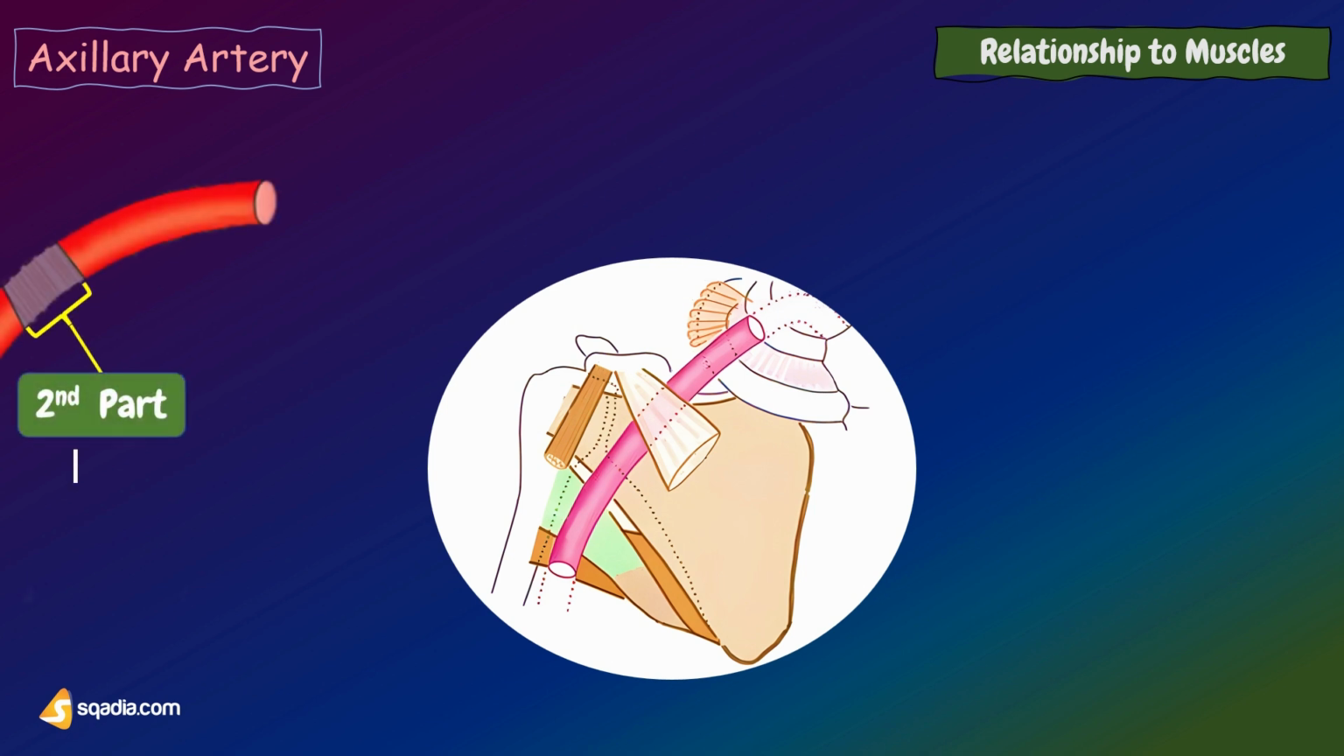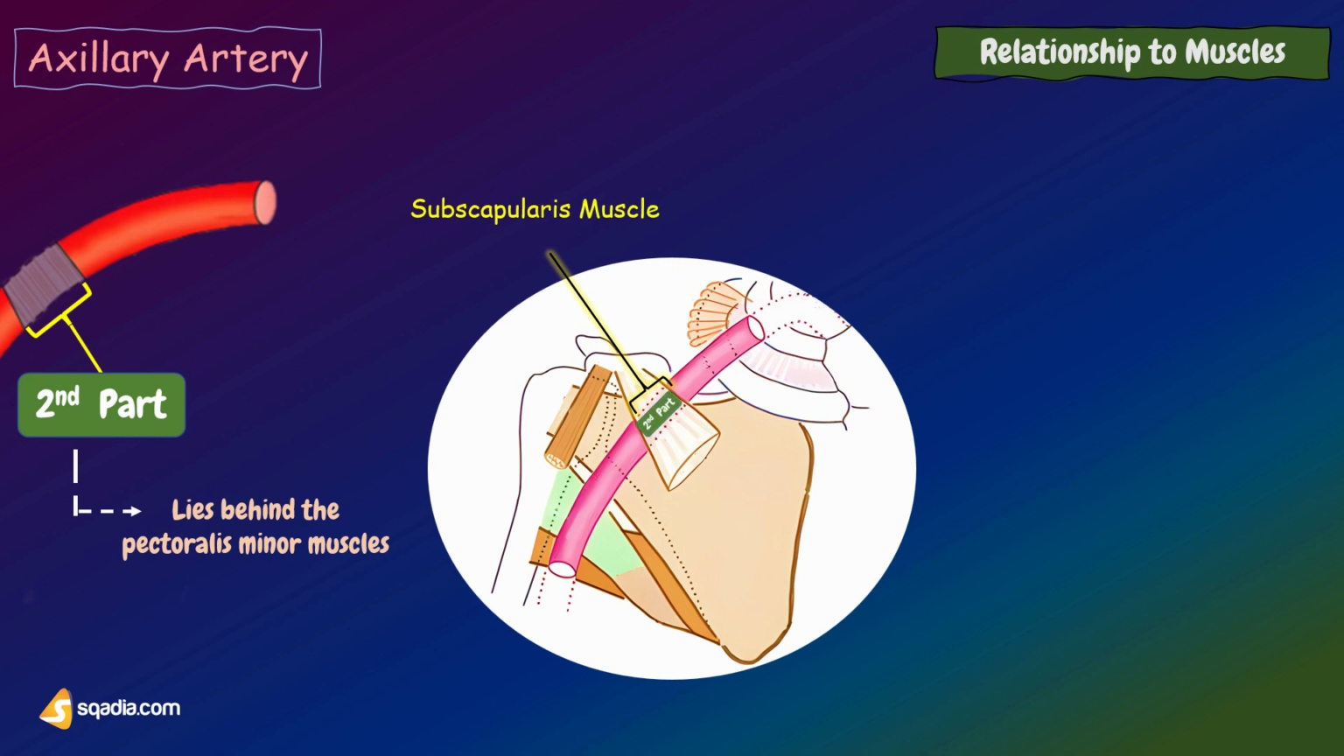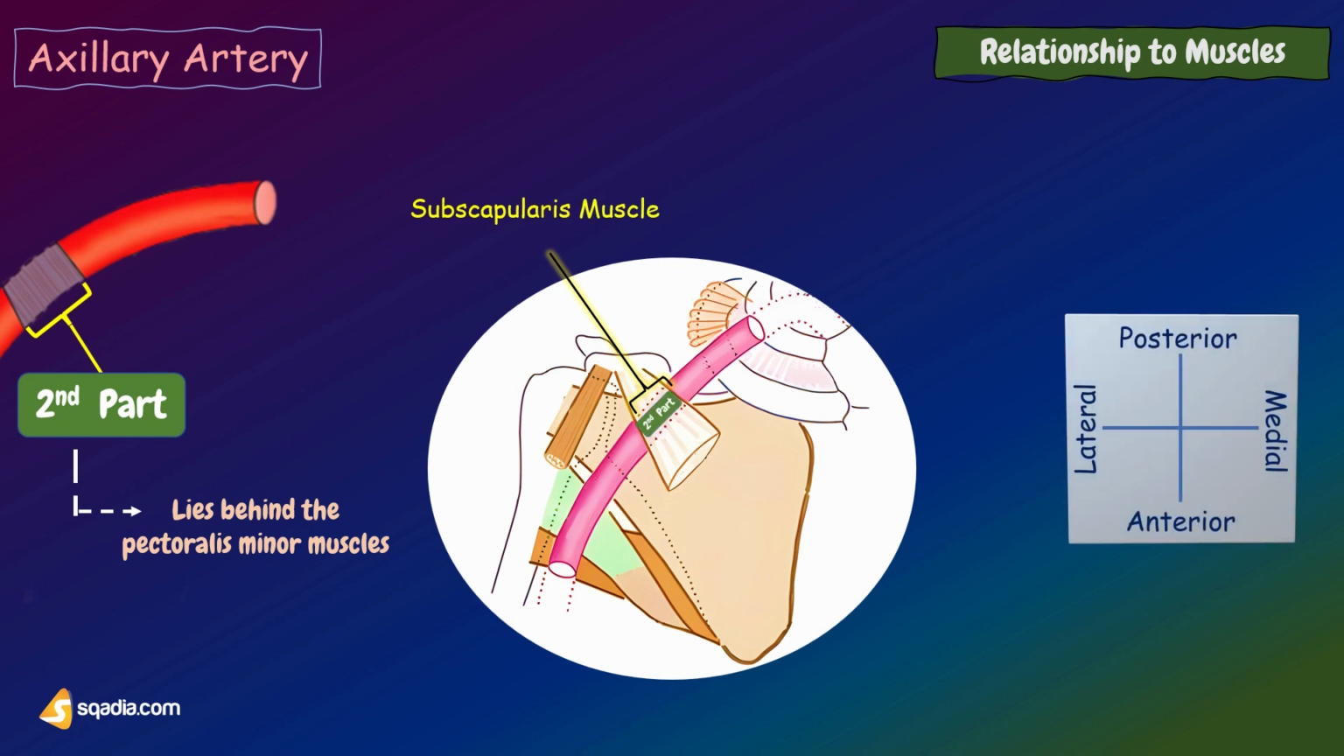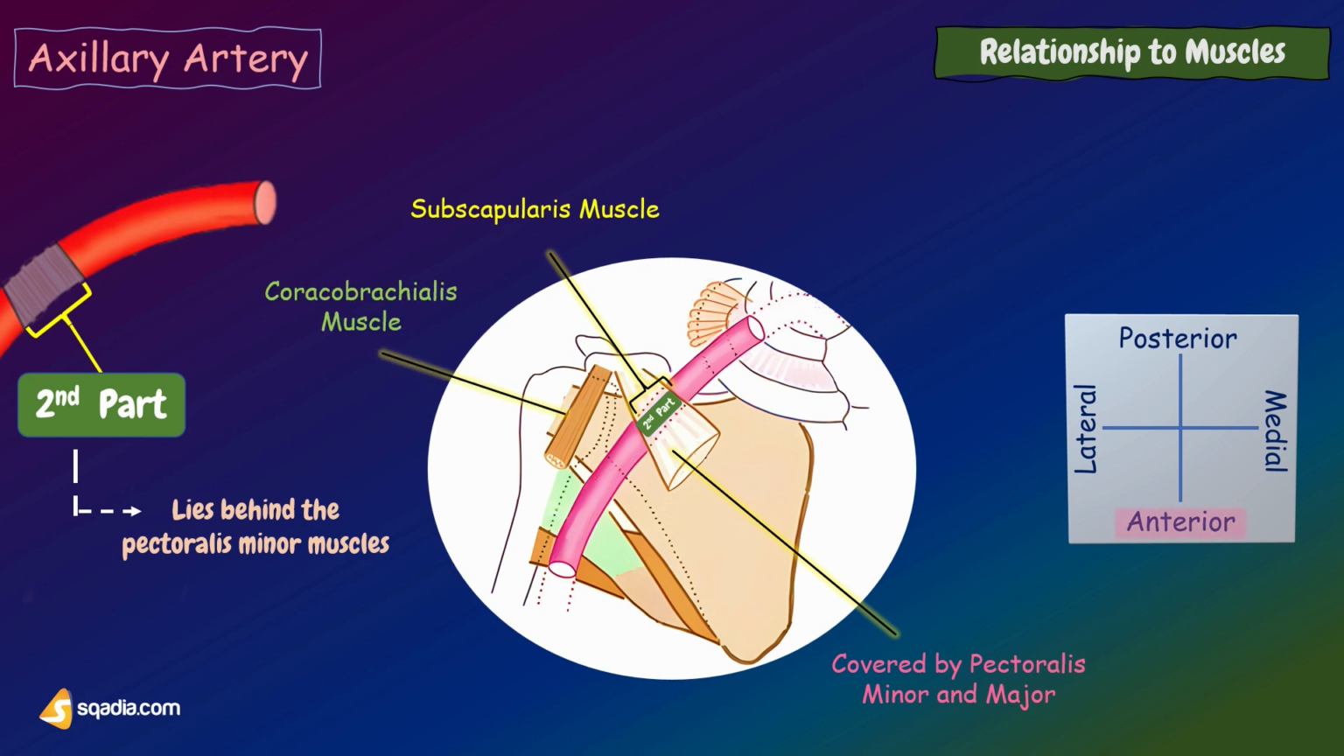The second part of the axillary artery lies behind the pectoralis minor muscle, as you can see here. The second part of the artery lies on the subscapularis muscle, meaning the muscle is present at the posterior aspect of the artery. The second part is also covered by the pectoralis minor and major anteriorly. On the lateral side, we also have the coracobrachialis muscle.